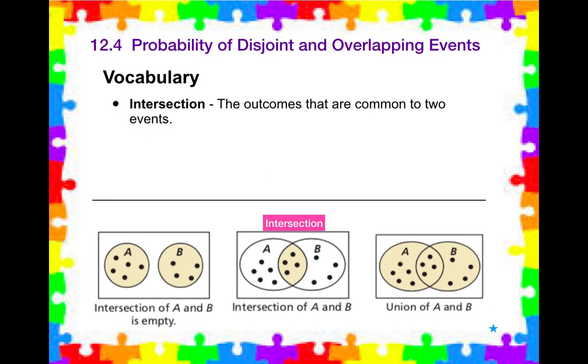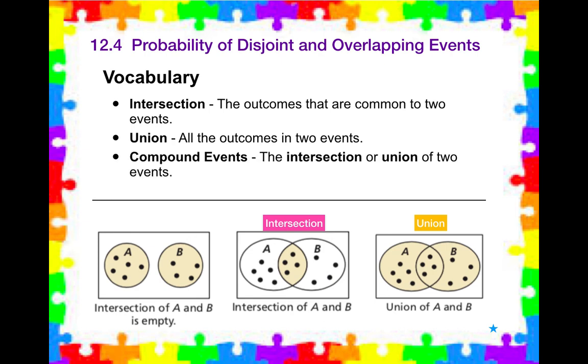The intersection is outcomes that are common to two events. So in this particular case, there's 4. Over here, there's none. So the intersection of these two events would not produce anything. Here, it produces 4. The union is all outcomes that are in both of the two events. And a compound event is the intersection or union of two events. So either we take the intersection or the union. And we will continue this discussion in the next video.